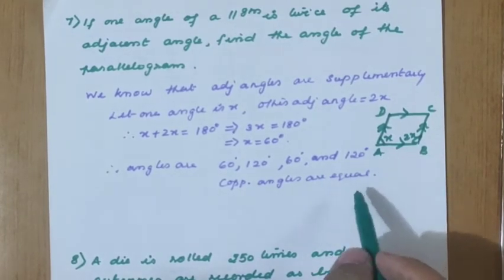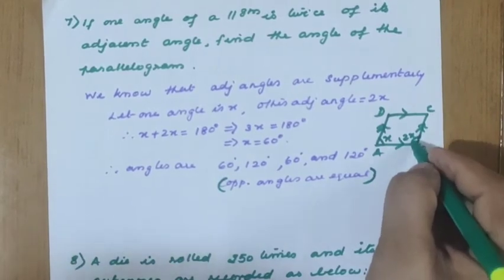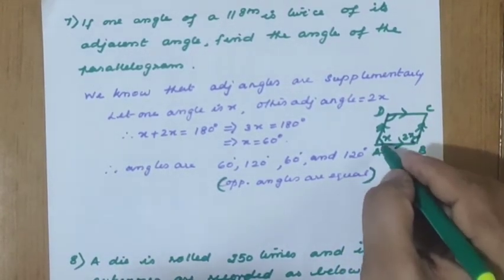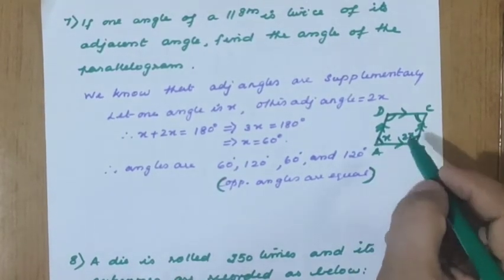What is another property? Opposite angles are equal. So when this is 120, what about angle D? Angle D is also 120. Angle A is 60, so what about angle C? It is also 60, right?